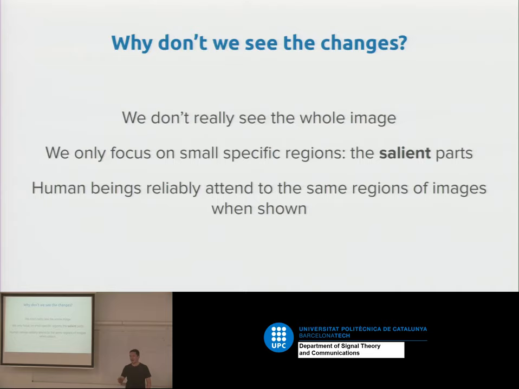So basically, you can do experiments. You get a lot of different people to look at an image for 3 or 4 seconds, right? And you can measure where they look with an eye tracker. And people are very consistent, right? They tend to look in the same places, at certain interesting things, right?